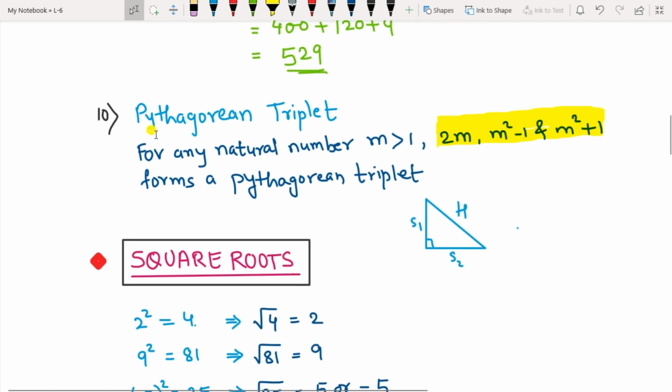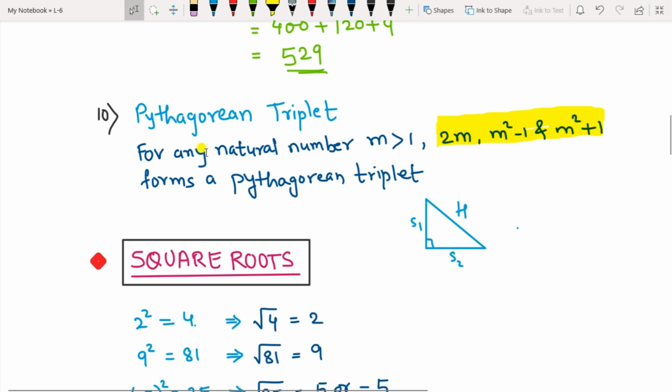The 10th point, that is the 10th property, is Pythagorean triplet. Pythagorean triplet is mostly applied for a right angle triangle. That is, hypotenuse square equals side 1 square plus side 2 square. Always the hypotenuse is the bigger side, and it can be found by adding the squares of these two numbers, you get the hypotenuse square.